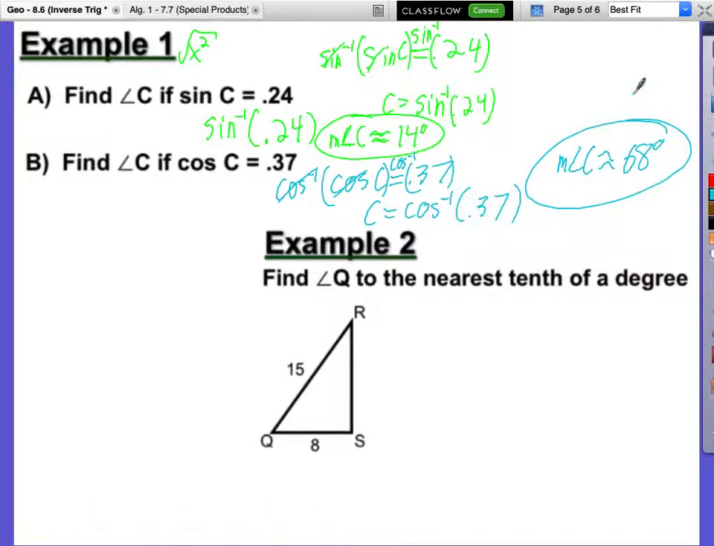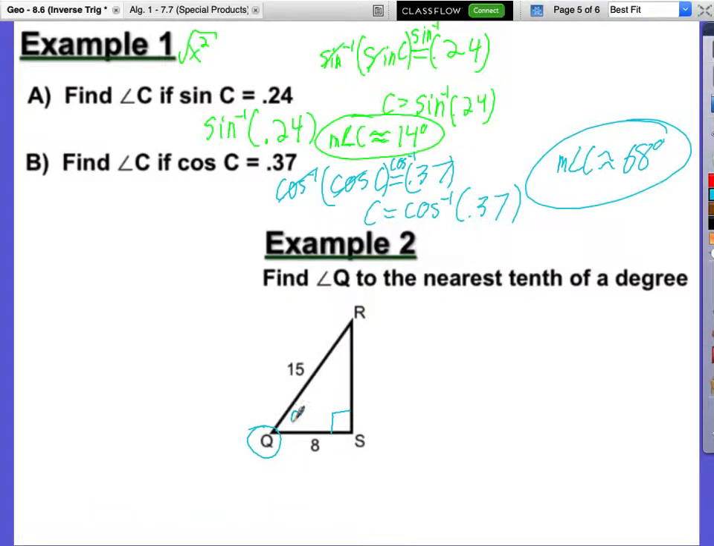Okay. So we're gonna need it right now. So let's look at example 2. Here we're supposed to find angle Q to the nearest tenth of a degree. We have two sides, and first of all, I need to tell you this is a right triangle. We need to find angle Q. This is the angle we're trying to find. I'm going to circle that.